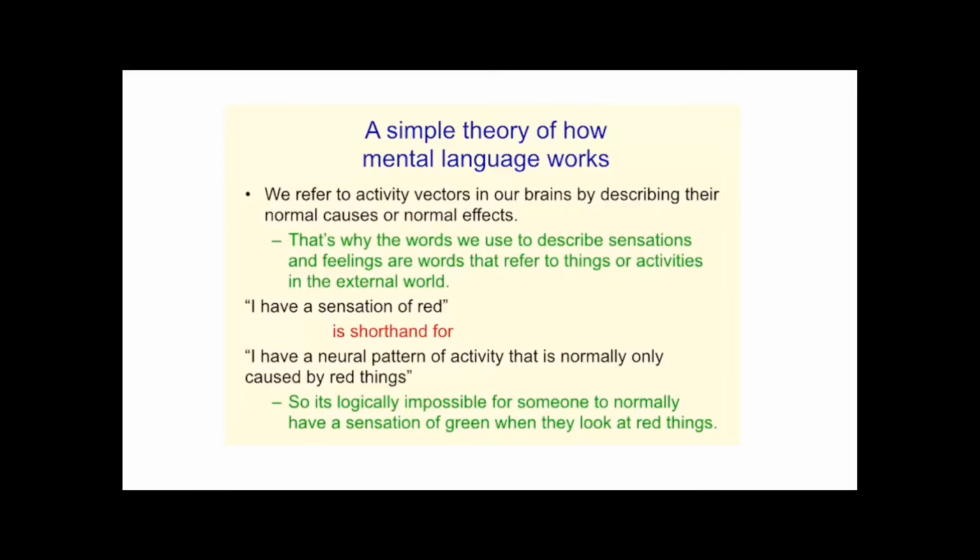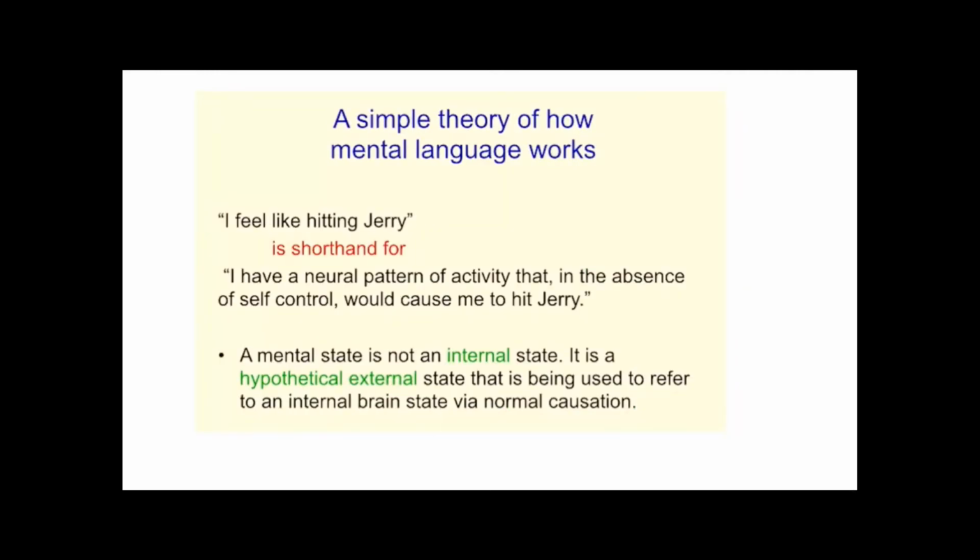This has been a conundrum that philosophers of mind have been struggling with, and Geoffrey Hinton just wipes this off the table with this simple pointing out that there's a confusion of language in philosophy. So I feel like hitting Jerry is just shorthand for I have a neural pattern of activity that in the absence of self-control would cause me to hit Jerry. So a mental state is not strictly an internal state. Rather, it's a hypothetical state that is being used to refer to an internal brain state via normal causation.